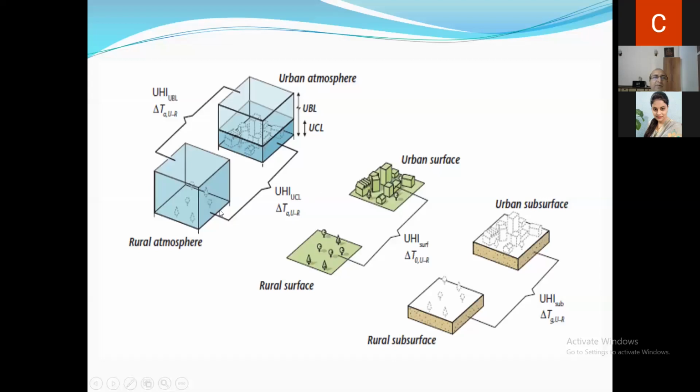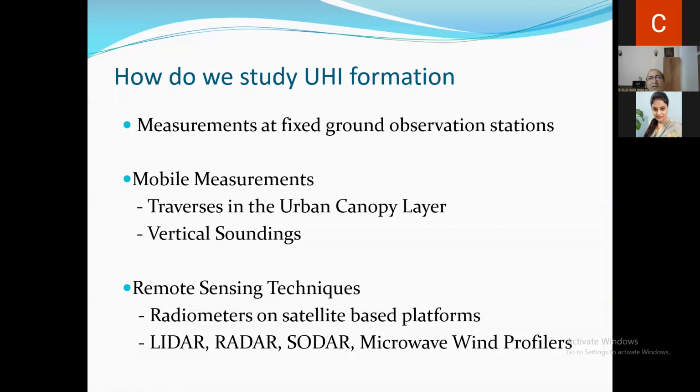And then you have what is called the UHI UCL. That means what is the temperature in this? This is the lower one, the urban canopy layer up to this height, and the urban boundary layer is up to this height. So the UHI UBL, urban boundary layer, would be referring to this. Okay, so these different kinds of urban heat islands are there.